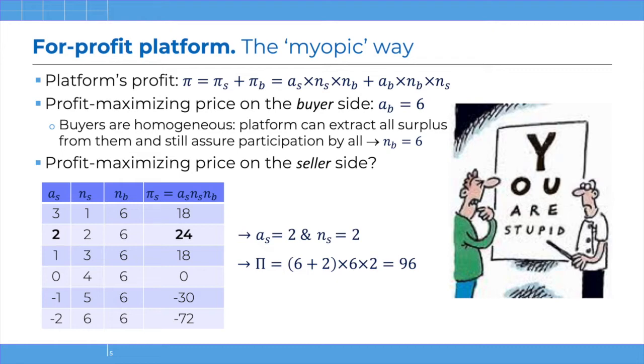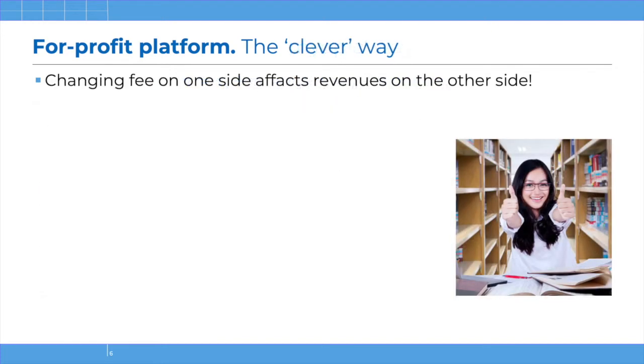So you expect that it's possible to do better than that, and you may already have figured out that prices here are not optimal. So what is missing in this myopic way? Well, what the platform doesn't realize is that by changing the fee on one side, it affects revenues on the other side. And sorry for the typo here. Especially by lowering the fee on the seller side, it's possible to attract more sellers and so to generate more revenues on the buyer side, because buyers will make more transactions and they will pay fees on more transactions, and this is something that the platform can obtain as profit.